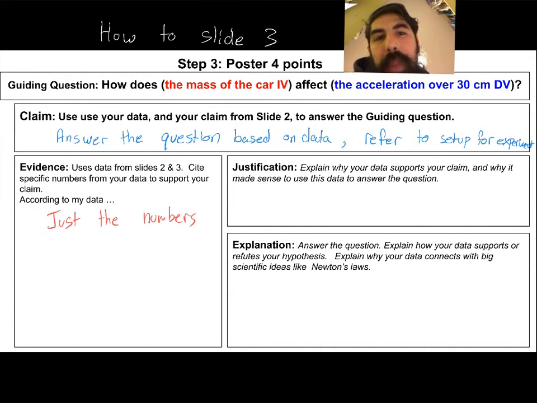Now here's what's important. Choose your numbers carefully because you have to justify your choice over here. If you choose time, you got to explain why you used time. If you choose acceleration, you got to explain how you got acceleration and why you did it. So your evidence is here. Your justification says this is why I did a valid experiment, and this is why my data answers the question. Right?